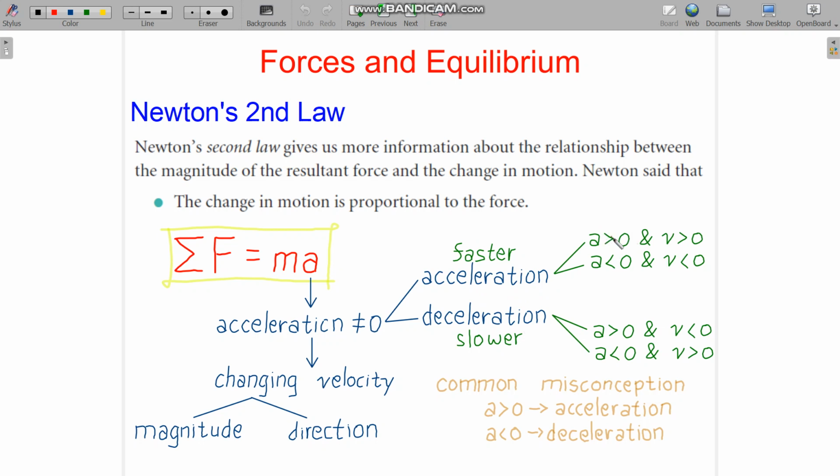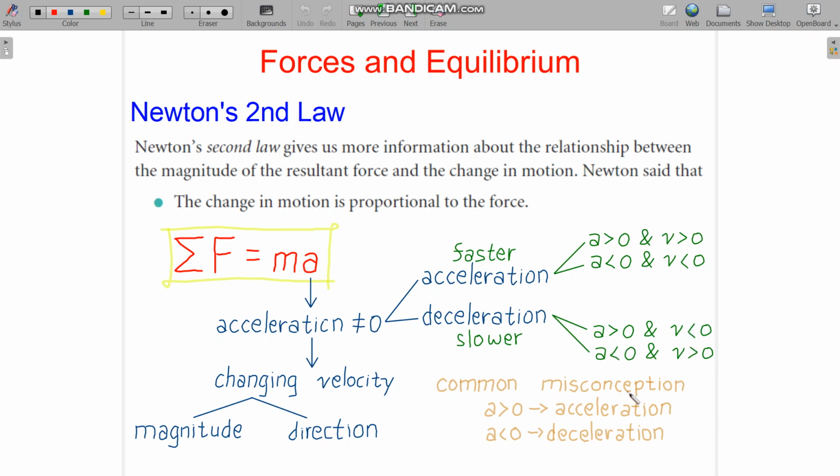When the acceleration is positive and velocity also positive, this is an acceleration because the direction of acceleration is the same as the direction of the velocity. Or when the acceleration is negative and the velocity is also negative, this is also an acceleration. For deceleration, the directions are opposite, so positive a, negative v, or negative a, positive v.